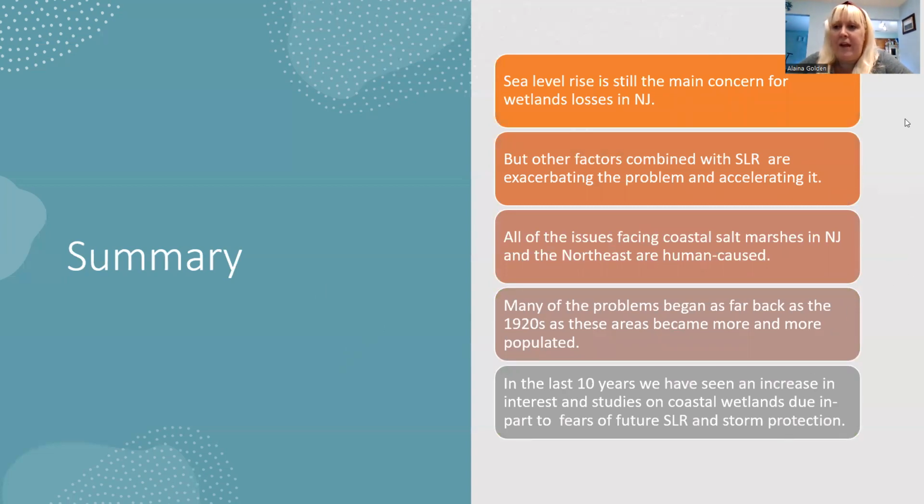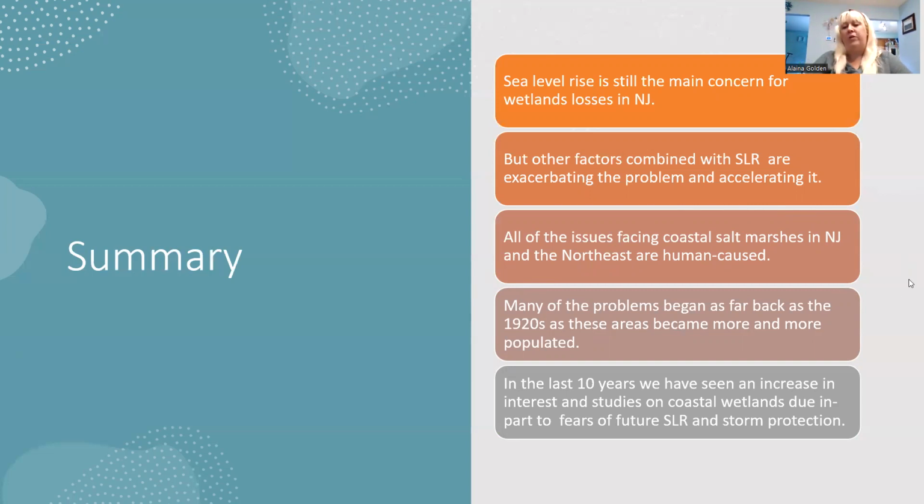So to sum everything up, I think the main focus here, sea level rise is the main concern for wetlands losses in New Jersey. But there are other factors combined with sea level rise that are exacerbating the problem and accelerating it. Mainly eutrophication, excess fertilizers, runoff, and development. All of the issues, though, facing coastal salt marshes in New Jersey are human caused. Every single one of them. And many of the problems began as far back as the 1920s as these areas became more and more populated.